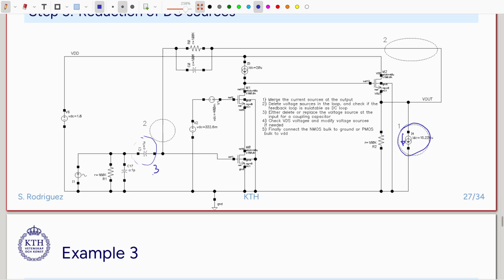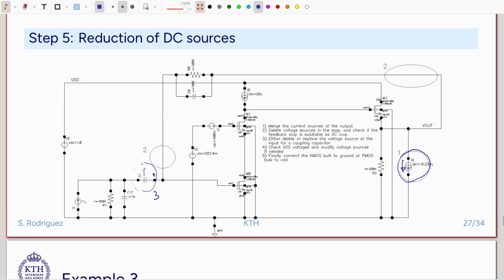Check VDS voltage and modify voltage sources if needed. Now we have just deleted a bunch of voltage sources, and we need to check, and we are going to do that. This step we're going to do in Cadence.